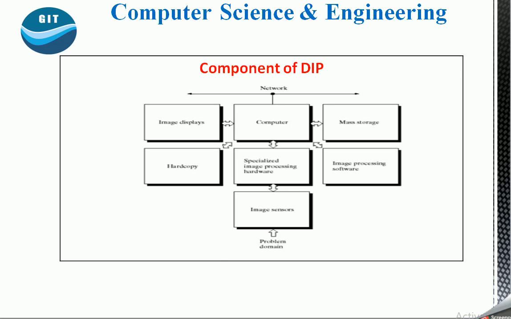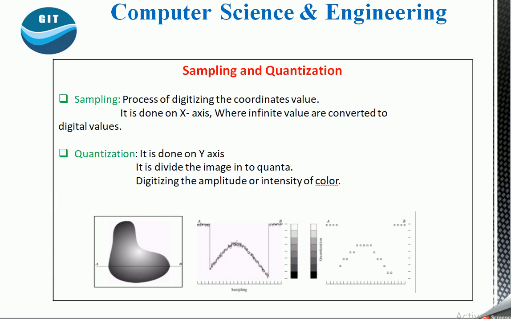Now the next topic is sampling and quantization. Sampling is a process of digitizing the coordinate values. It is done on the x-axis, where infinite values are converted to digital values, as we can see in the diagram. And second is quantization. Quantization is done on the y-axis. It divides the image into quantum form, a partition form. It is digitizing the amplitude or intensity of colors. So that's it, it's a small topic in the PPT, sampling and quantization.